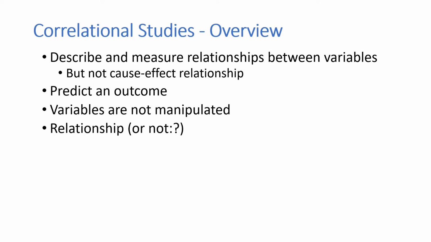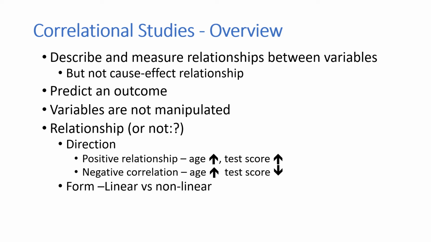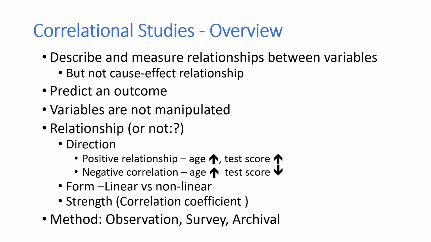The first thing you want to identify in a correlational study is whether a relationship exists between two variables. If there is, then you would look at the direction of the relationship, whether it is positive or negative. You can also identify the form of the relationship, whether it is linear or non-linear, as well as the strength of the relationship, whether the variables are closely or weakly linked. Data for correlational studies can be collected by observation and survey, or it can involve data from an archive.